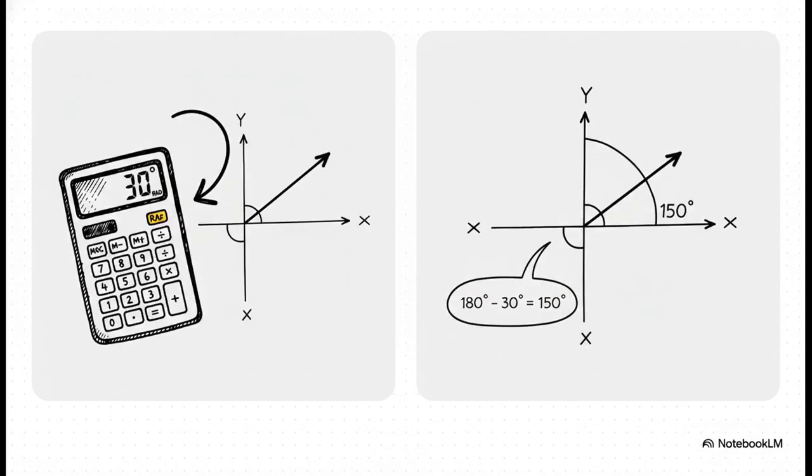And finally, trust your drawing more than you trust your calculator. Your calculator has no idea about the visual context of your problem. If you've drawn components that are pointing up and to the left, you know the answer has to be somewhere between 90 and 180 degrees. If your calculator spits out a negative number, yeah, it's a mathematically related answer, but it's not the one in the quadrant you're actually looking at. A quick sketch will save you from this trap every single time.